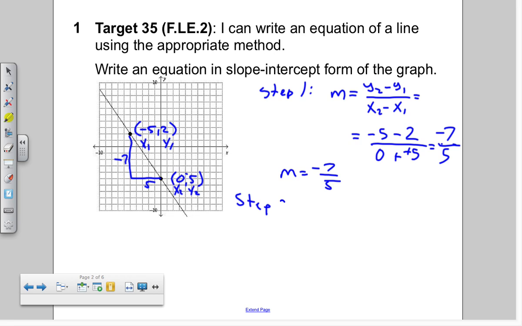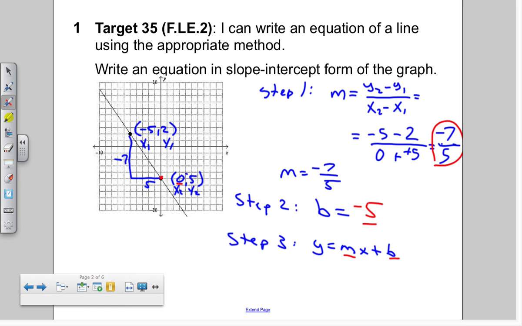Step 2 is to find the y-intercept. Well, this one's easy. The y-intercept is where it crosses the y-axis. It's always the point when x is 0. So it is -5. So then for step 3, we just put those into the mx plus b equation. In place of m, we put -7/5. In place of b, we put -5. So the equation is y equals -7/5 x plus -5.